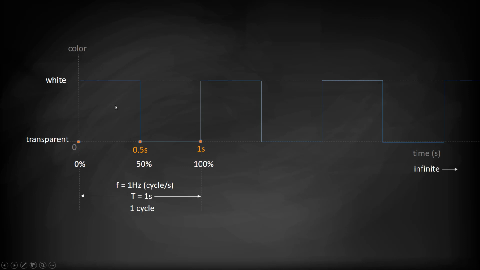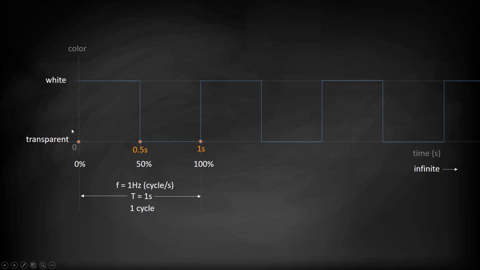So we have a flashing animation with a period of 1 second running an infinite amount of time. Now, what we have here is a square wave function where the transition from white to transparent or vice versa is abrupt or sudden. So how can we make the transition smooth, such as making the transition from transparent to white or white to transparent gradually?